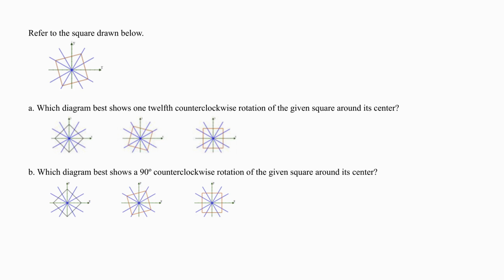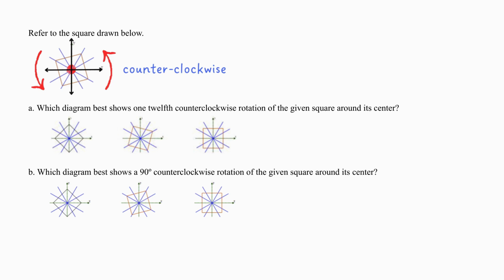Alright, let's take a look at this geometry problem. We are exploring rotations, which is just a fancy math word for turning a shape around a fixed point. In this question, our fixed point is the center of the square, where the x and y axes meet, and we are rotating counterclockwise. This means turning to the left, the opposite way a clock moves.